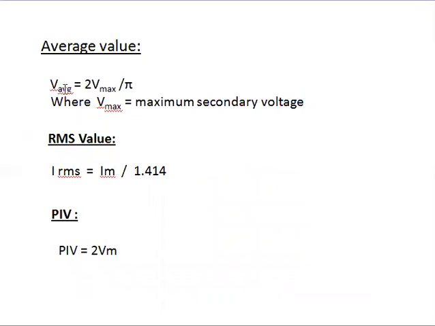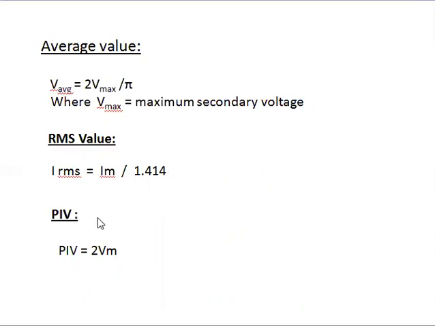So these are the formulas obtained by using the waveforms. The average voltage formula is 2Vmax divided by pi, where Vmax is the maximum secondary voltage, and the RMS value is nothing but the root mean square value. So IRMS is equal to Im divided by root 2, that is 1.414.